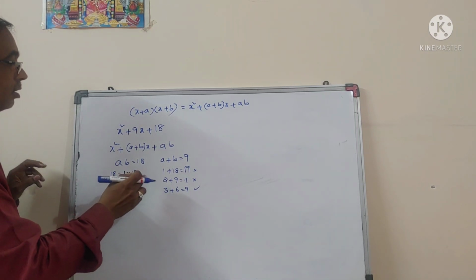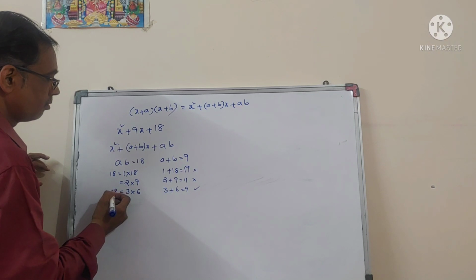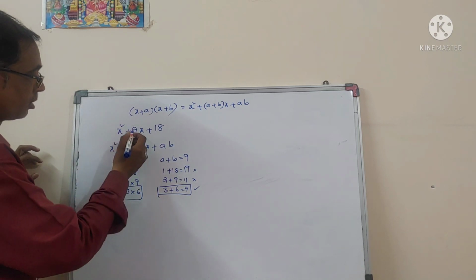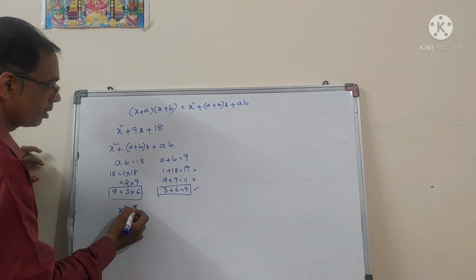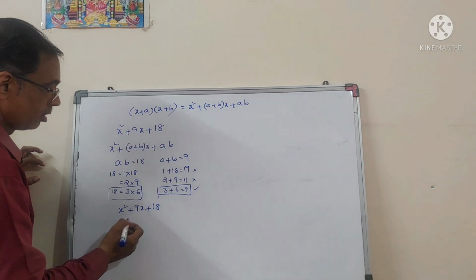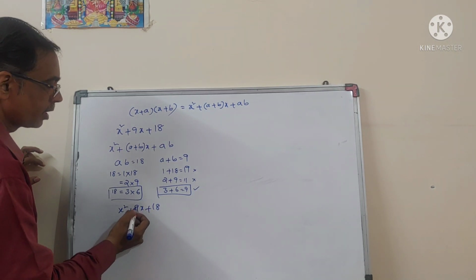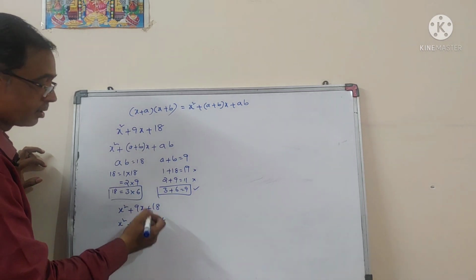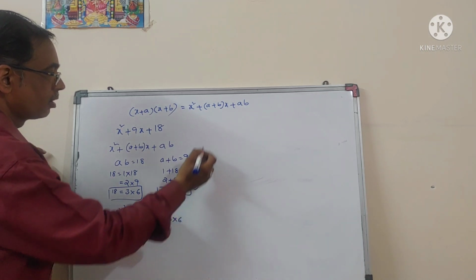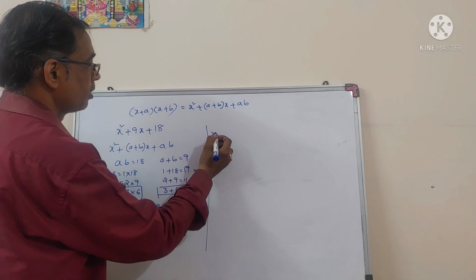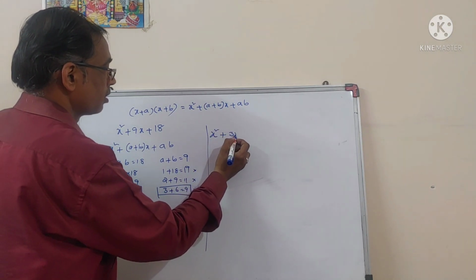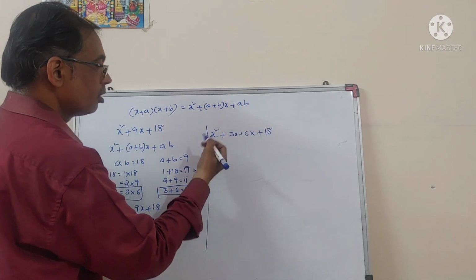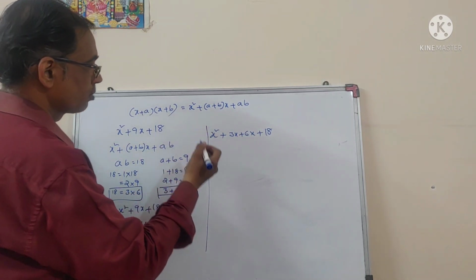Okay, now take this pair, 18 is equal to 3 into 6 and 3 plus 6 is equal to 9. Now once again write that expression, x square plus 9x plus 18. Now you can take x square plus this 9 can be written as 3 plus 6, into x plus then 18 is 3 into 6. Now by simplifying this, we get x square plus 3x plus 6x plus 18. Now we can use grouping. Just follow the grouping method.